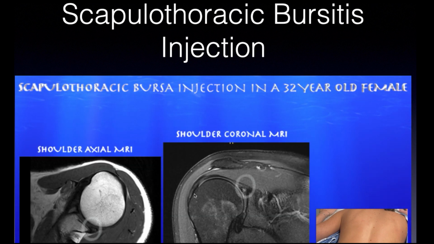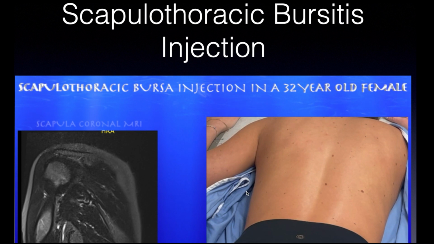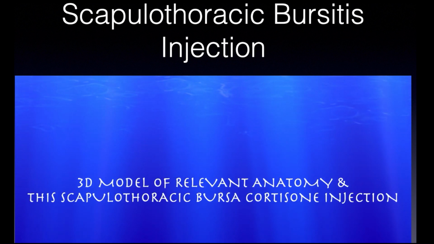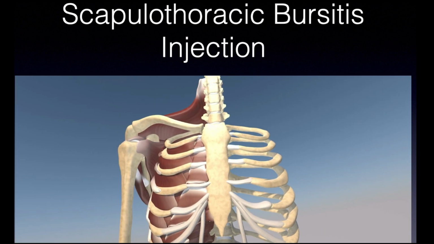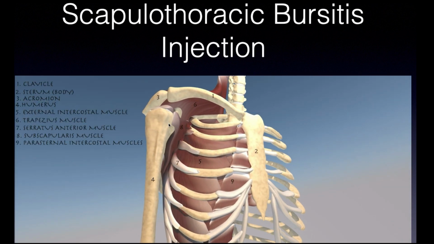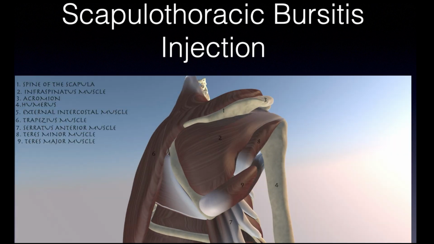But here's her MRI. She had a little bit of a labral tear. I didn't really see any bursitis under the scapula. Here's her subscapularis muscle. Here's a model of how I visualized what was going on. So here are external intercostal muscles. Here's your humeral head, subscapularis tendon. This is all trapezius muscle, so we can get that out of view.